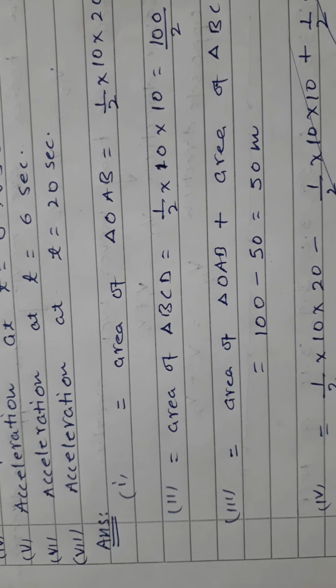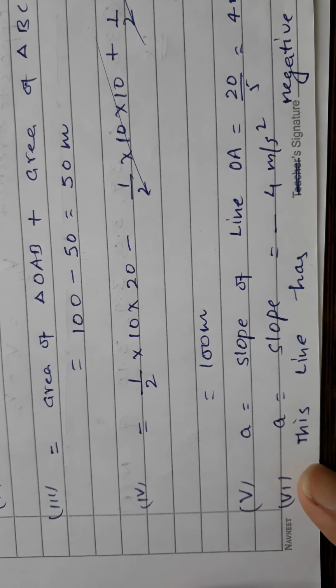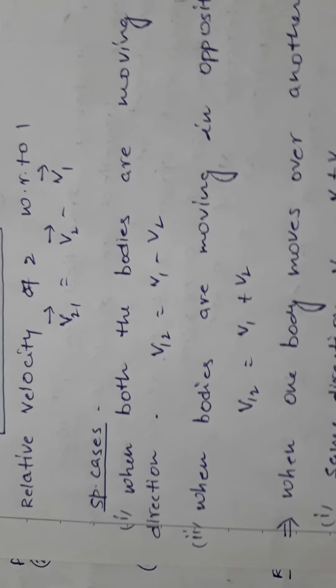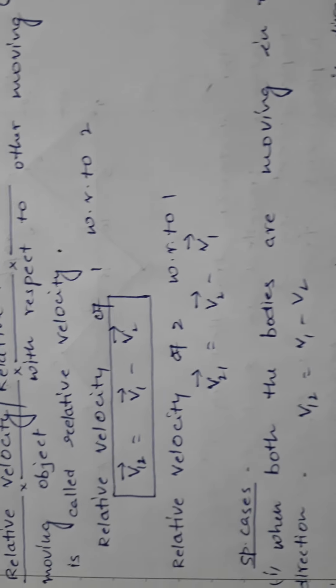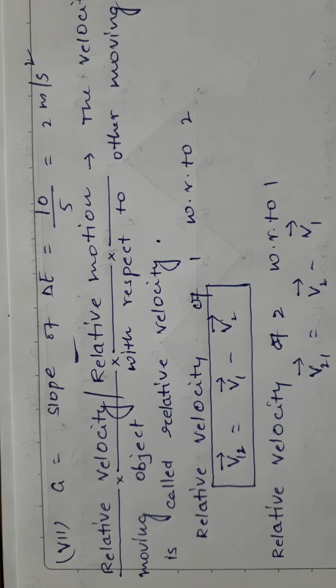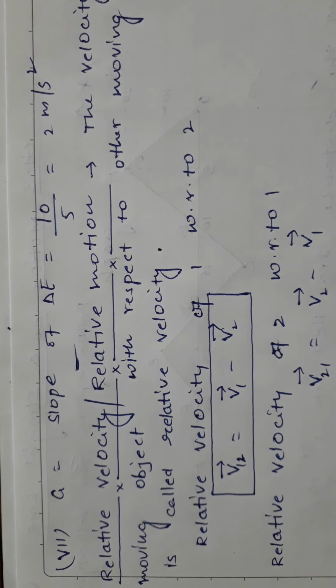This is how in different regions we can calculate the acceleration. This is one question which is used to understand how to use this velocity time graph for finding the distance or displacement or acceleration. If there is a negative slope there will be negative acceleration. Positive slope means positive acceleration. You can understand where it is positive and where it is negative.